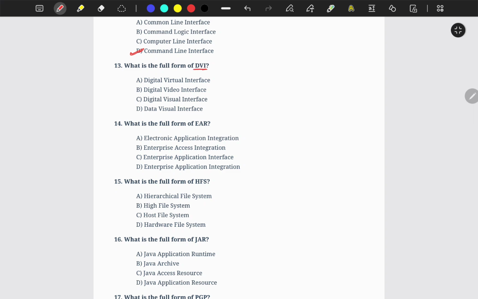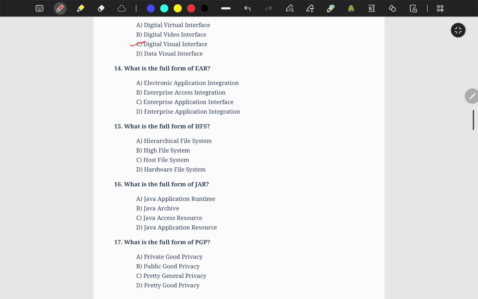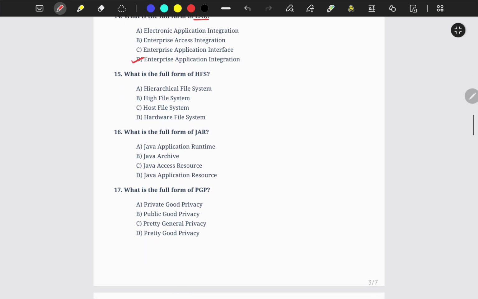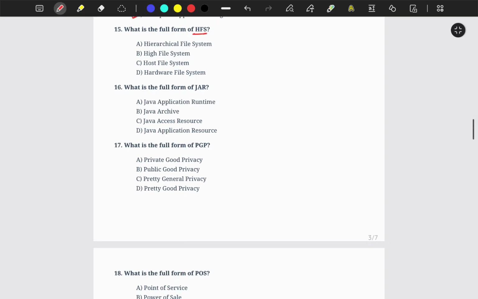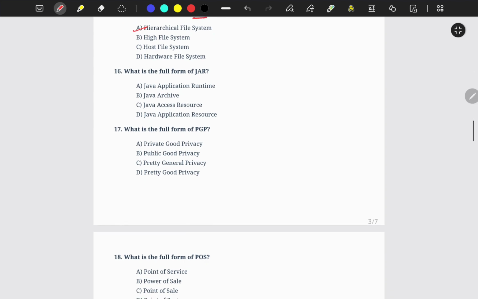DVI, full form of DVI. It is digital visual interface, option number C. Question number 14. What is the full form of EAI? The correct answer is option number D, Enterprise Application Integration. Question number 15. What is the full form of HFS? The correct option is A, Hierarchical File System.